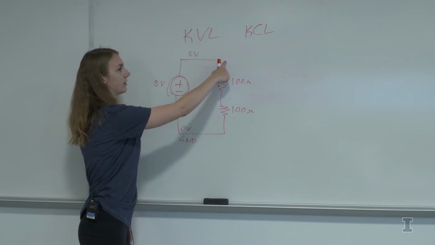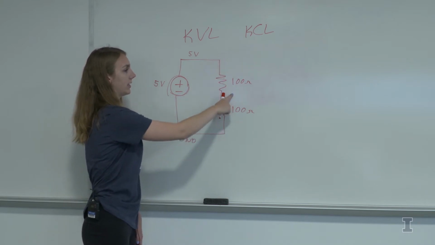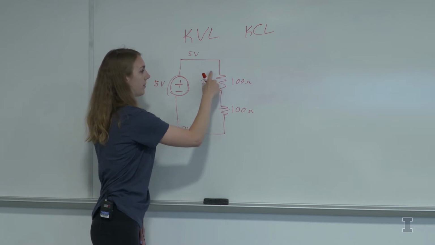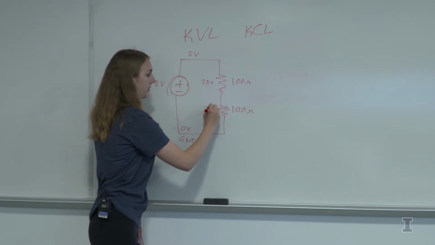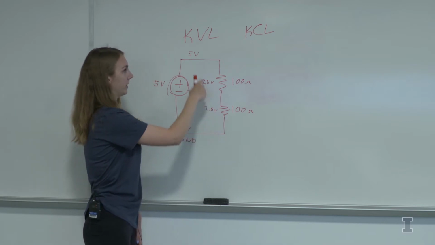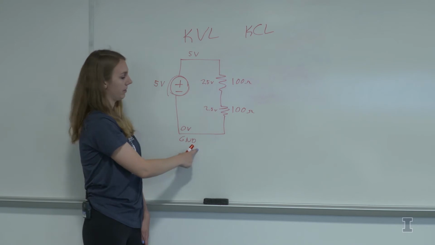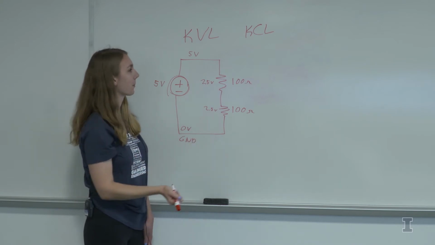As the signal continues to travel across equal resistors, you're going to have a 2.5 volt drop and a 2.5 volt drop here, bringing you down. So 5 volts minus 2.5 minus 2.5 brings you back down to 0 volts.